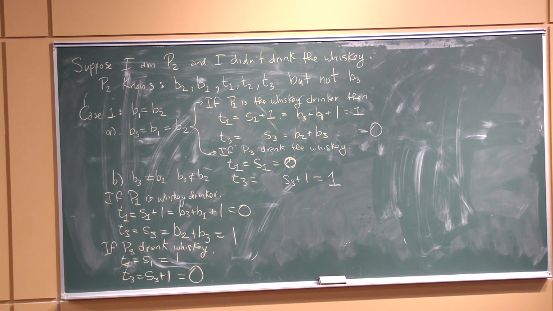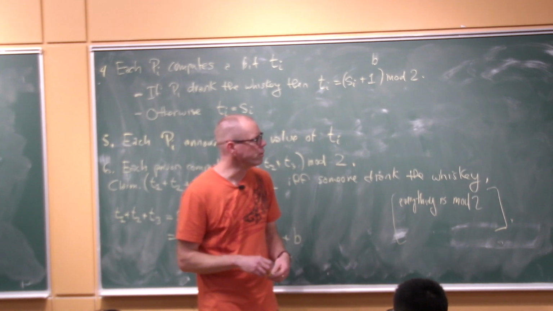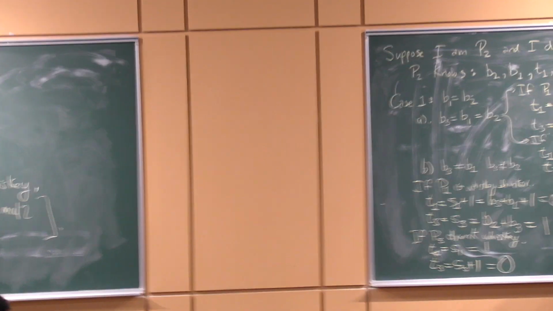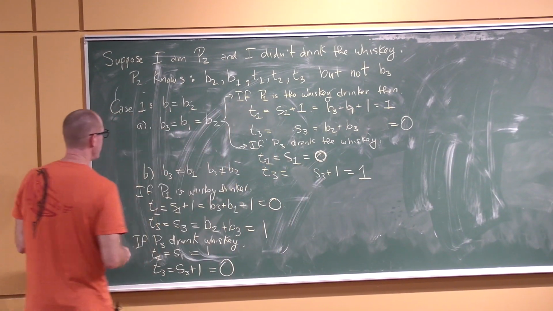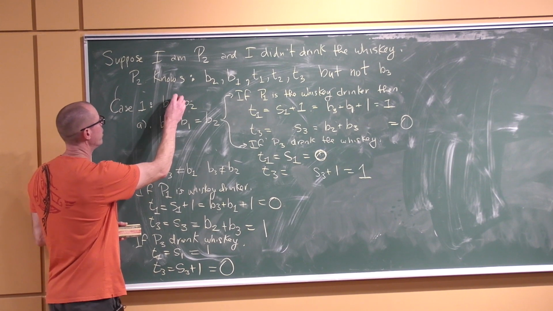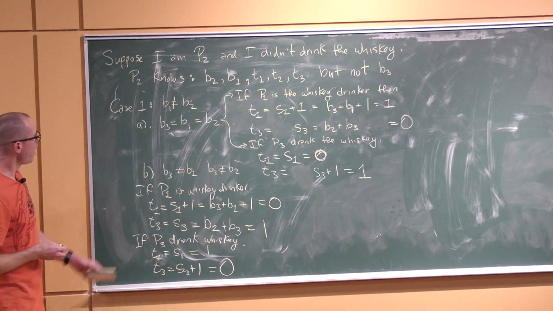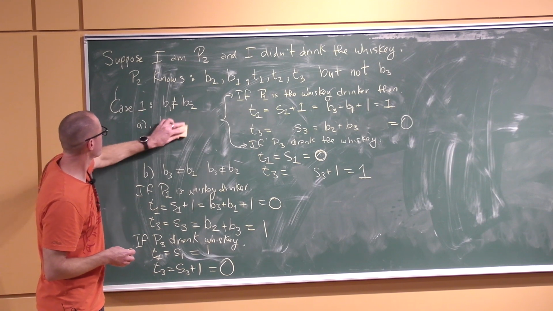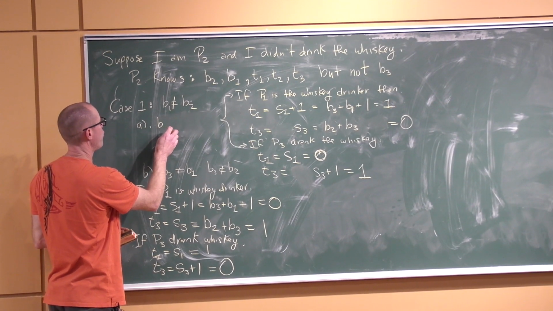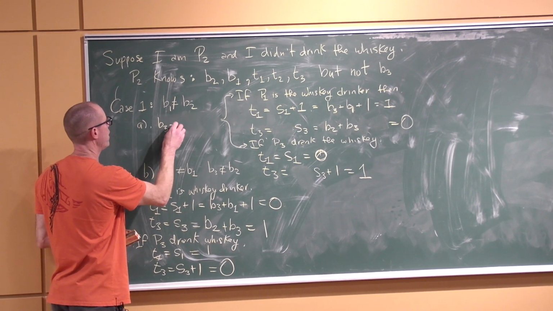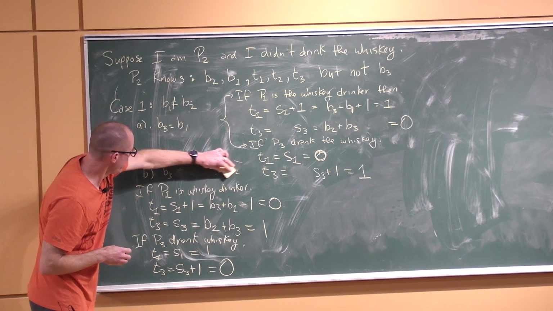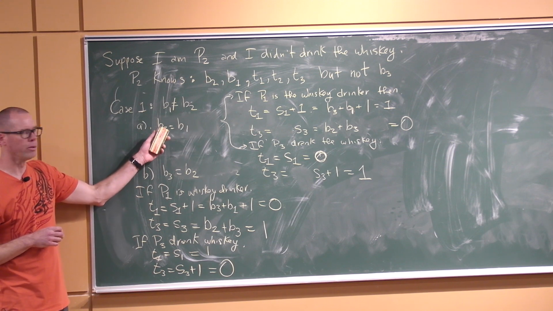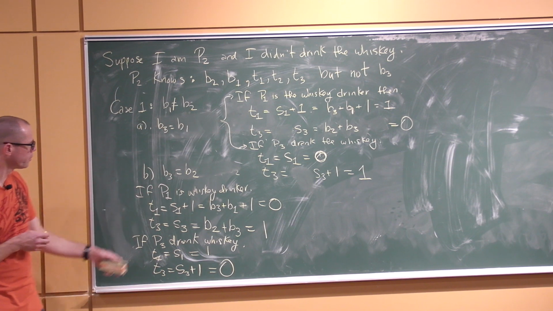There's another case 2 where B1 is not equal to B2. I guess I can do it by erasing things here. So B1 is not equal to B2. And that splits again into 2 cases, which are defined slightly differently. If B1 and B2 are different, then B3 is either equal to B1 or B3 is equal to B2.